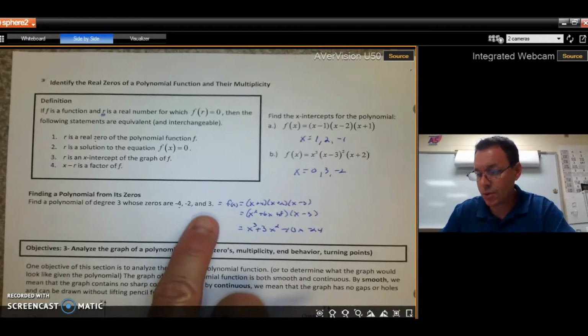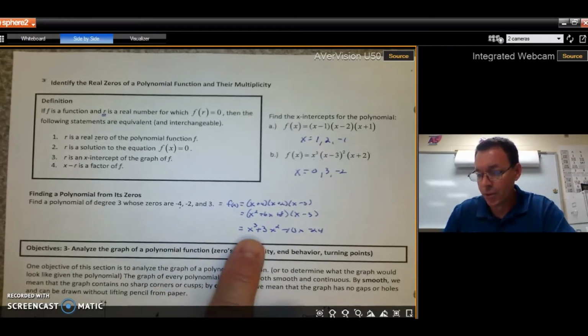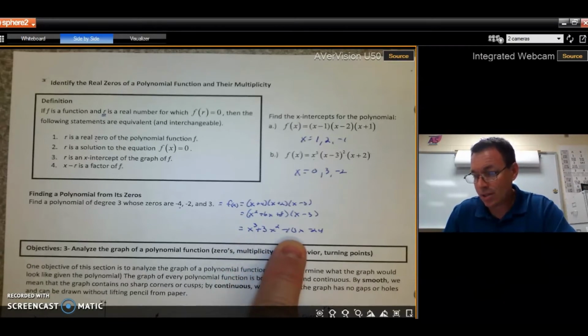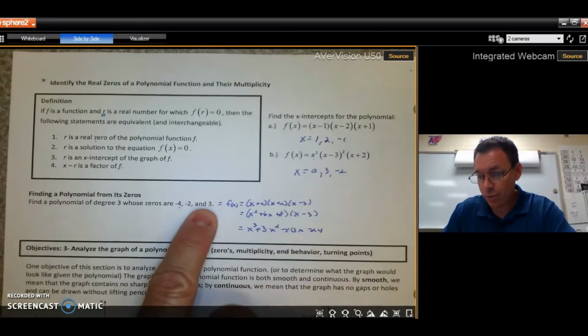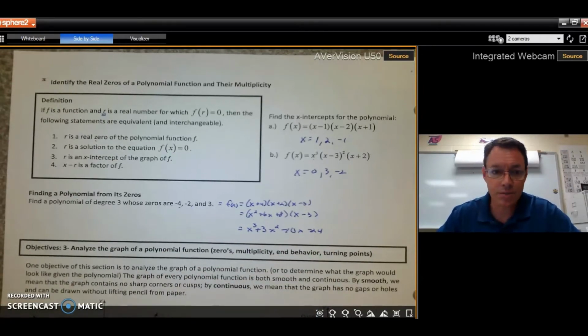And if you test them, if you plug a 3 in, 3 cubed is 27, 9 times 3, that's another 27, minus 30, and then minus 24. If you simplify that, when you plug a 3 in, you're going to get 0 as an answer. I promise. Okay?